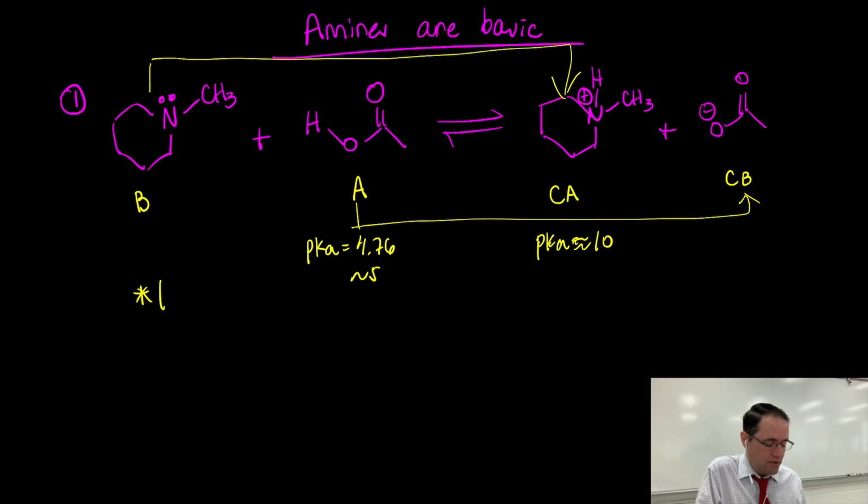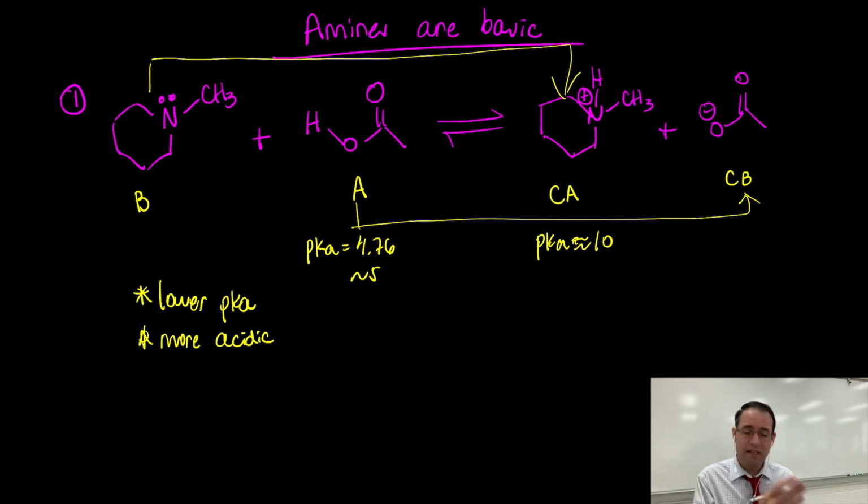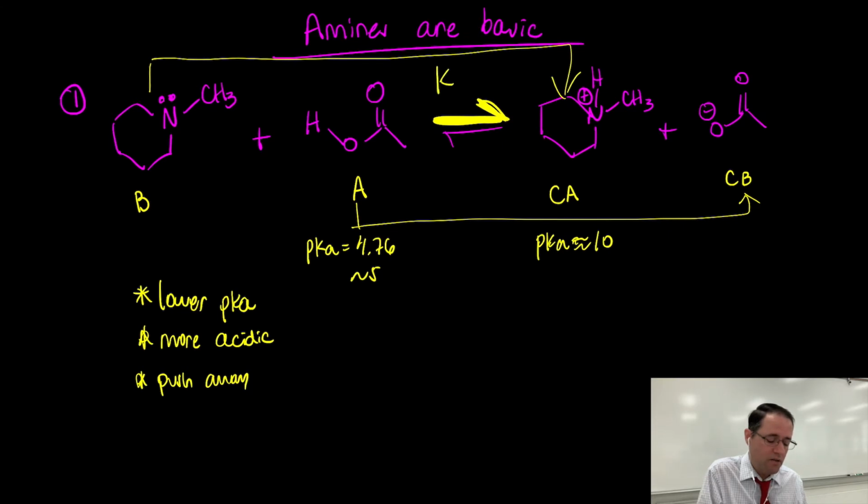Now, to figure out the direction of equilibrium, you look at the lower pKa, okay? That means it's more acidic. And if something's more acidic, think about the left acid and the right acid fighting, okay? The left acid is more acidic, so it's going to push to the right. It pushes away from that. So we draw the equilibrium arrow showing to the right. The equilibrium for this reaction is going to be greater than 1, okay?